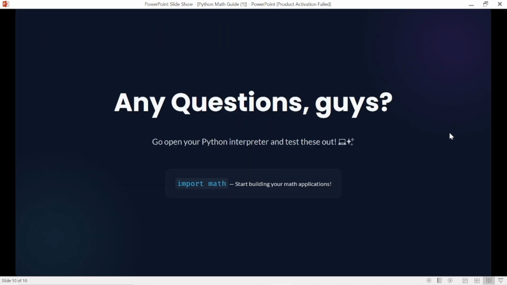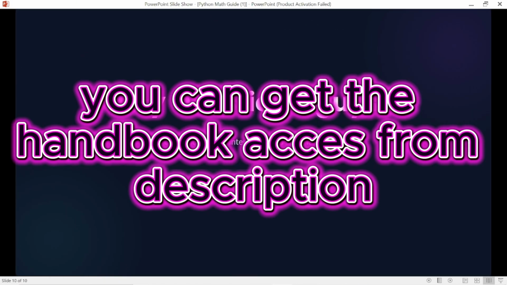If you have any questions, you can ask in the comment box. I will give you a reply there. Go and test all these codes yourself in VS Code or any code editor you want to choose.